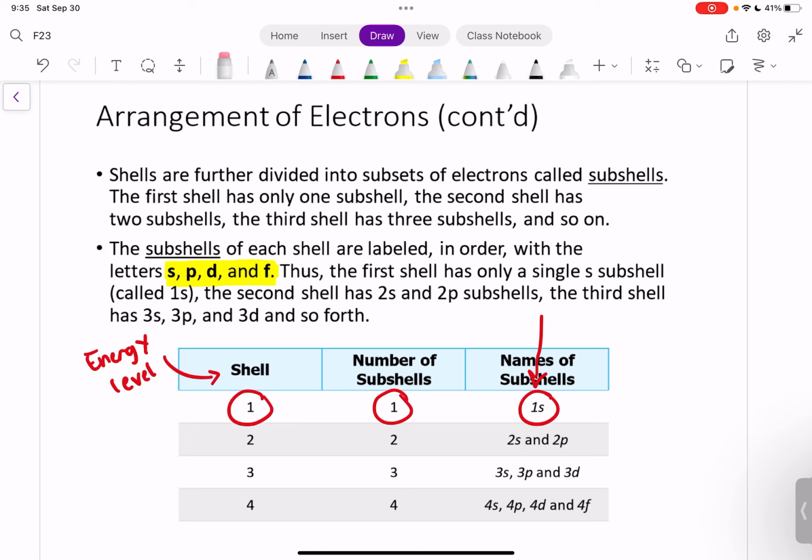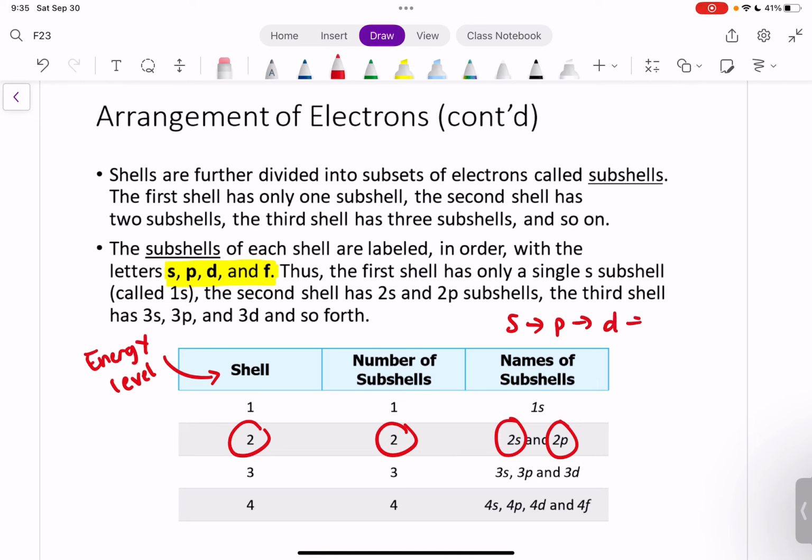I know, just stick with me, I know this is a little bit weird at first. Now looking at energy level 2, or shell 2. In the second shell, we have two subshells, and we call those subshells 2s and 2p. Remember, going in order from S to P to D to F, in our second shell we've got two subshells, so we get to S and we get to P. We call those 2s and 2p because we're in energy level 2.